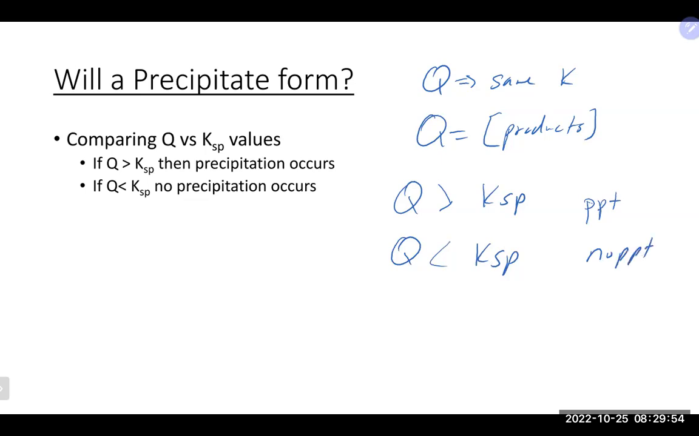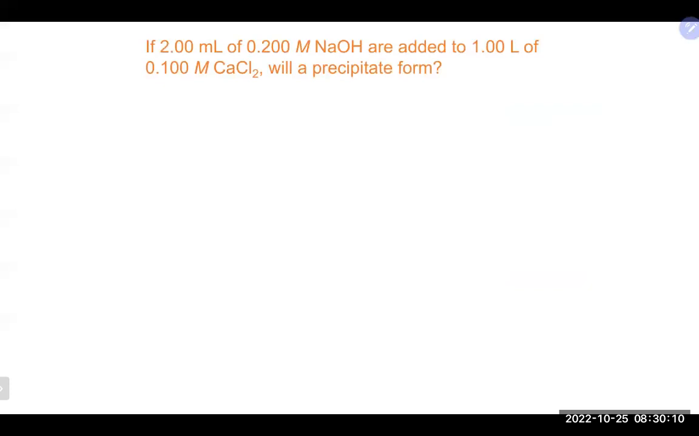And if Q is equal to the Ksp, you basically have a saturated solution. So you're right at that point where you would see a precipitate form if you did a little bit more to it. But technically, it would probably still be no precipitate at that point. So why don't we try one here?